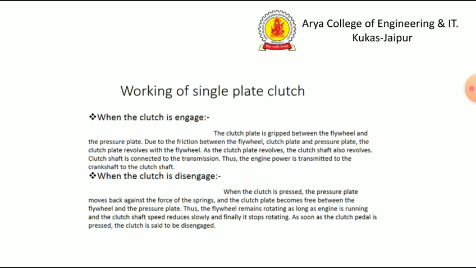And when the clutch is disengaged, when the clutch is pressed, the pressure plates move back against the force of the spring, and the clutch plate becomes free between the flywheel and the pressure plate. Thus, the flywheel remains rotating as long as the engine is running, and the clutch shaft speed reduces slowly and finally it stops rotating. As soon as the clutch pedal is pressed, the clutch is said to be disengaged.